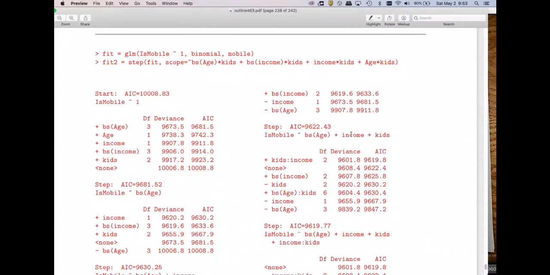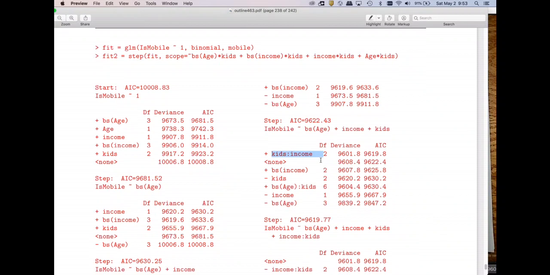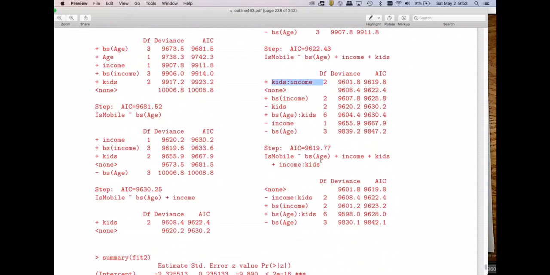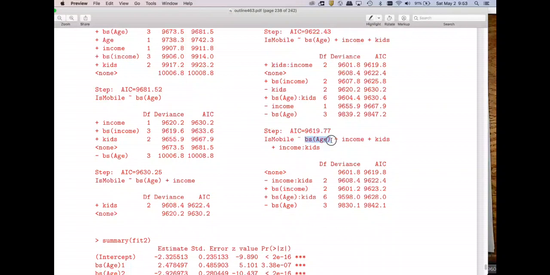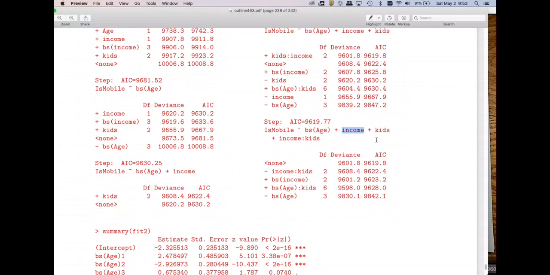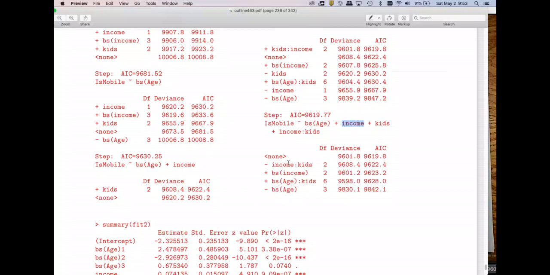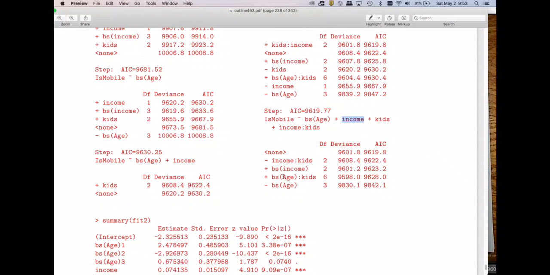Then if we're doing forward selection, it's going to search through this scope of models that I gave, and it says it looks like bringing in income with kids is going to help you. So it brings that interaction term in. So now I have a nonlinear effect for age, and basically an interaction between a numeric variable and a categorical variable. And then the forward selection stops. It tries to bring in other things, tries to delete terms that I already have. All of those things would cause my AIC to increase, so the algorithm stops.